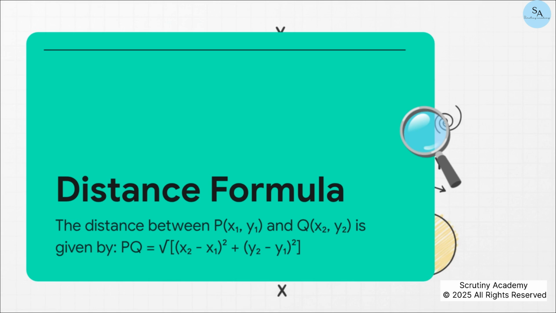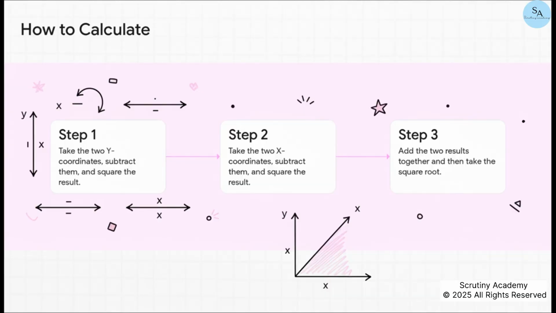Seriously, if you draw a right-angled triangle between your 2 points, this formula is literally just finding the length of the hypotenuse. Now, to make sure you don't make those little sign mistakes where so many people lose marks, just follow these steps. It's a foolproof system. Take the y's, subtract them, square it. Then, do the exact same thing for the x's. Add those two results up, and take the square root of the whole thing.